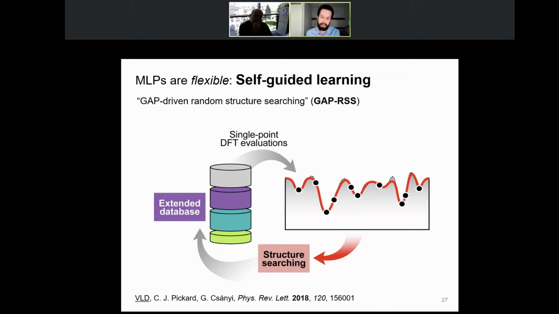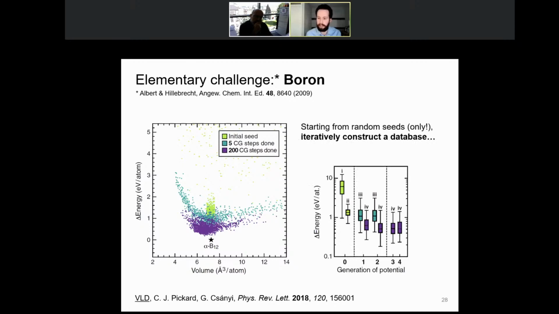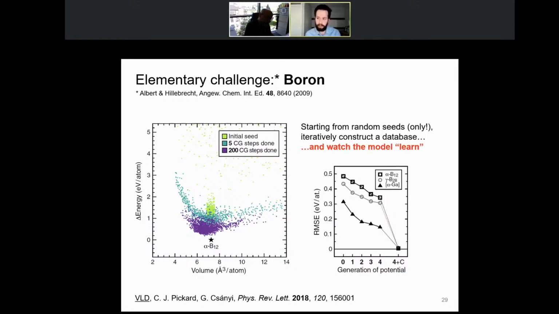Now, of course, this is a very simple cartoon that I've drawn, but let me show you proper data. This is elemental boron, one of the structurally most exciting elements, I think, and rightly called a challenge. We've got the initial seed, some of these structures here, very high up in energy initially. So we're making some wild guesses as to where atoms might be. But then gradually, as we iterate and feed data back into the potential, not just is the energy of the points in our database going down step by step, but also the prediction error for the known crystalline phases is improving as we go along.